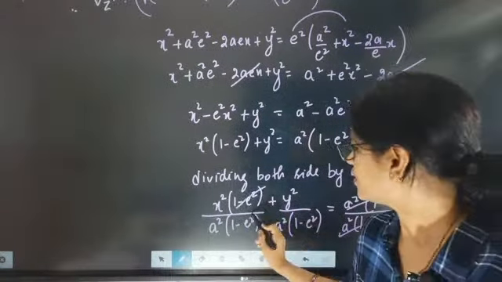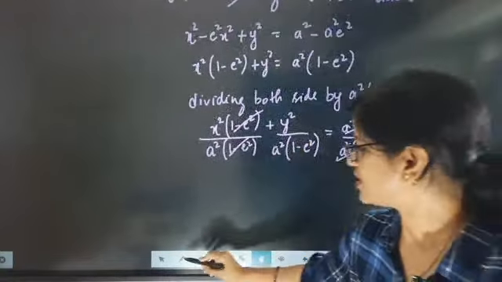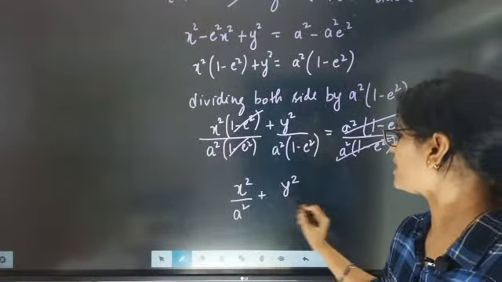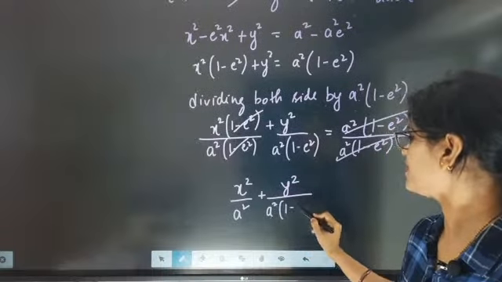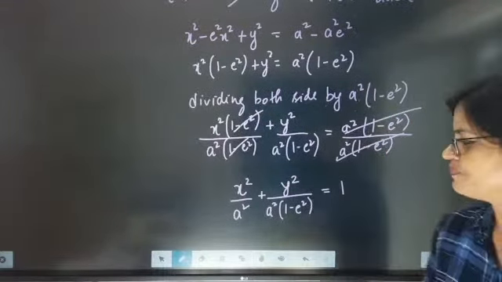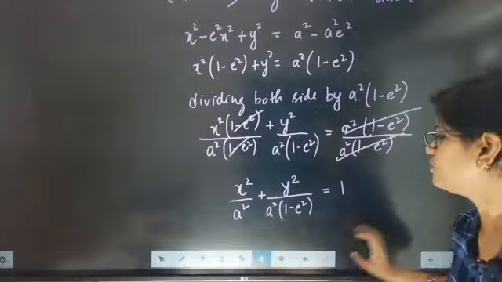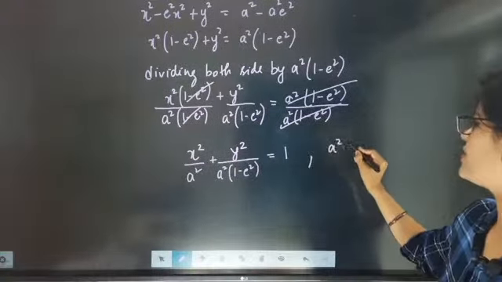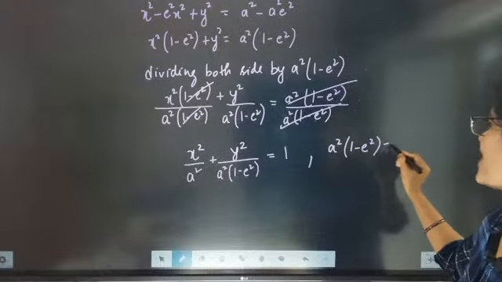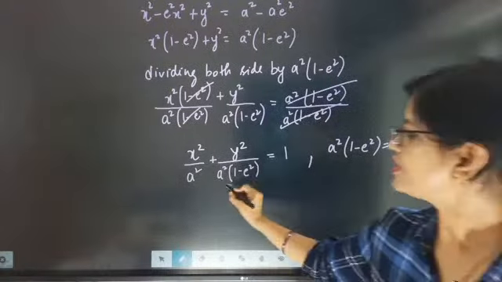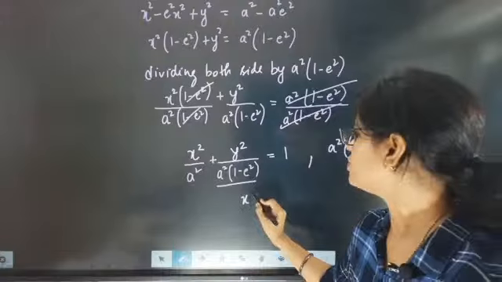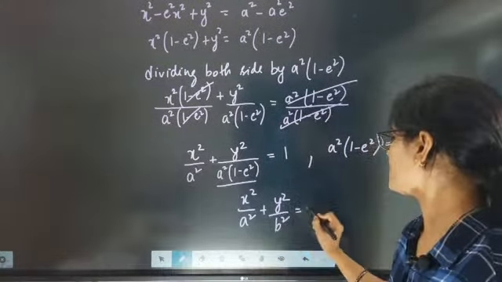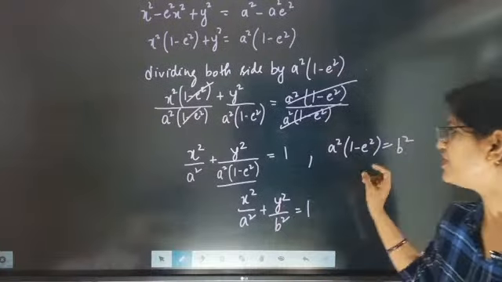This one is exactly going to kill. So finally, what equation are we getting? We are getting x square by a square plus y square by a square (1 minus e square) equal to 1. So only one small work you have to do, and that small work is to consider a square (1 minus e square) as b square. The moment you take this as b square, you are going to get the equation of ellipse, and this is the general equation of the ellipse.